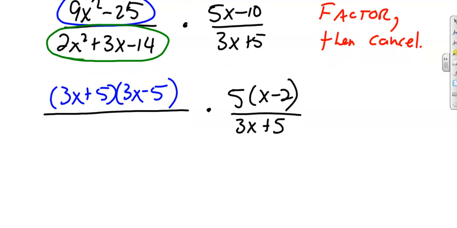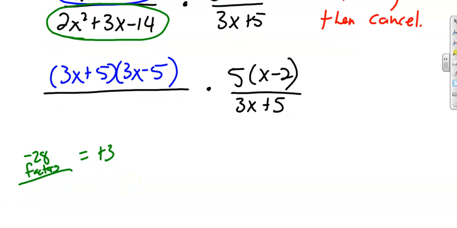Okay, for that one, first term is 2. So we're going to do the AC method, start off with 2 times negative 14. So negative 28. So we're looking for the factors of negative 28 where the sum is going to come out to be positive 3. So 1, 28, 2, and 14, 4, and 7. The only way you can get 3 from these numbers is 4 and 7.